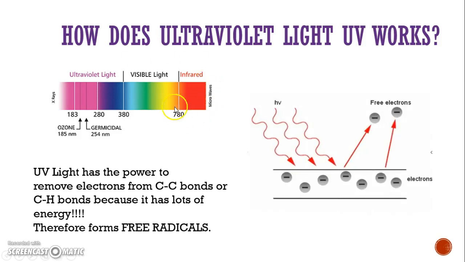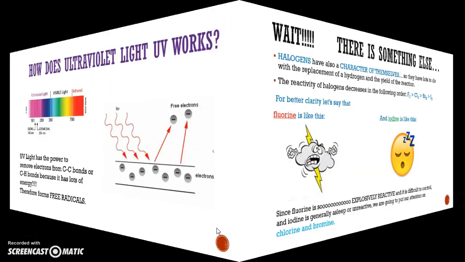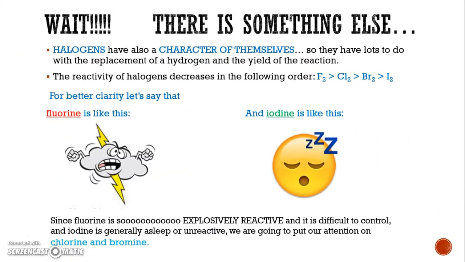As you can see here, this is a compound that has electrons, and you are injecting this compound with ultraviolet light, therefore you are making those electrons free. And these free electrons are also called free radicals. But wait, there is something else.